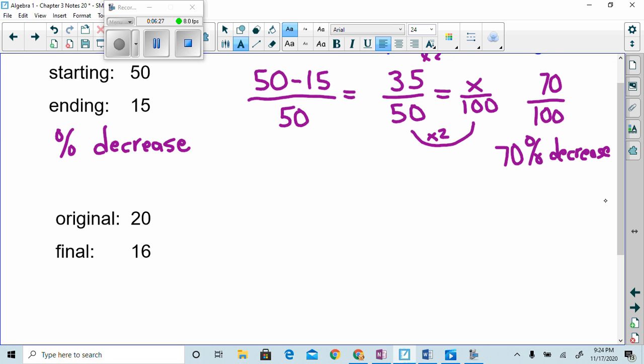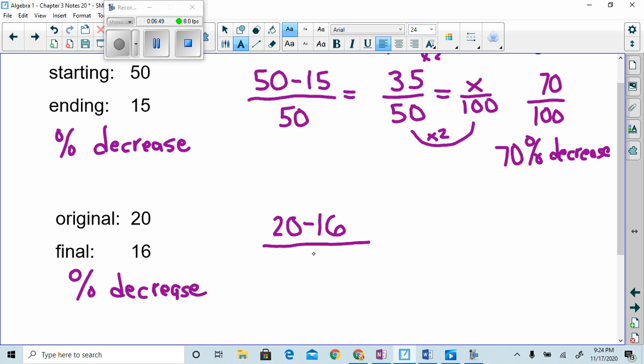Next problem. My original amount was 20. My final is 16. This is another percent decrease. How do I calculate percent change? I simply take the two numbers and find the amount of change. That means subtract. The base is always the original or starting amount. You'll go ahead and subtract.